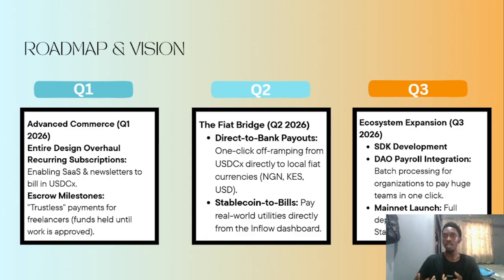And we plan on implementing a fiat bridge where users can off-ramp their USDCx to local currencies like the Naira, the Kenyan shillings, and the US dollar. And we plan on adding utility stablecoins to bills. Users can use their USDCx to pay utility bills over the site. And in Q3 we plan on ecosystem expansion.